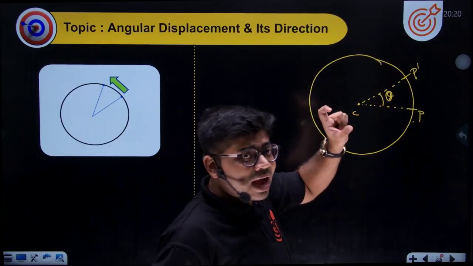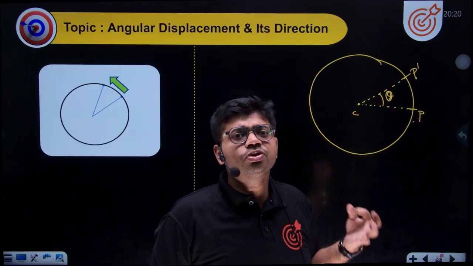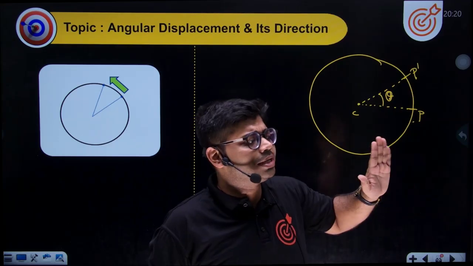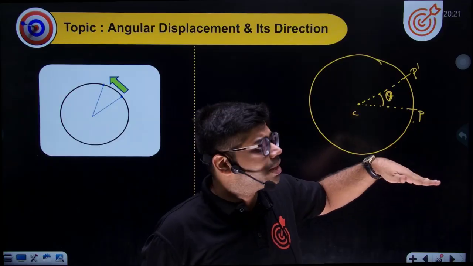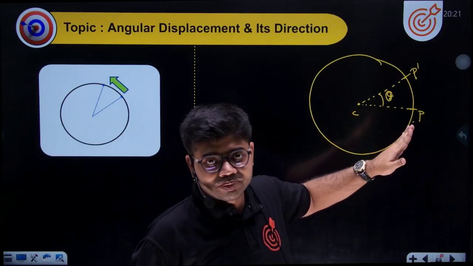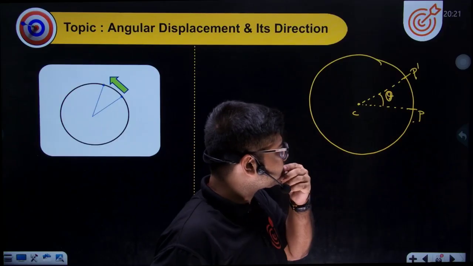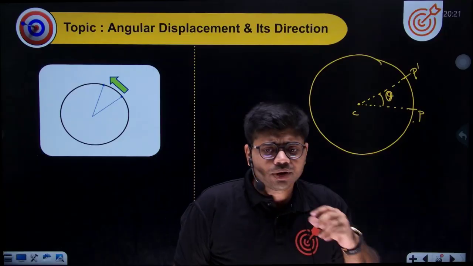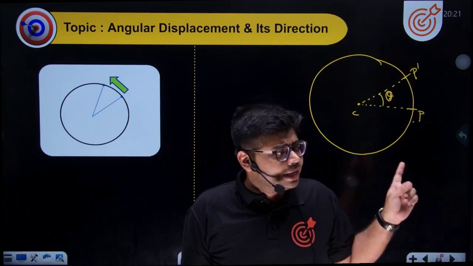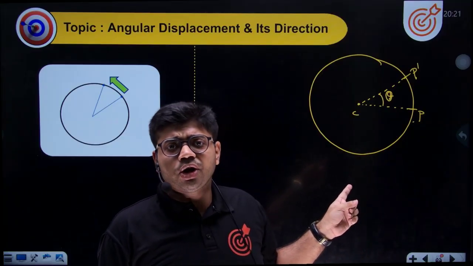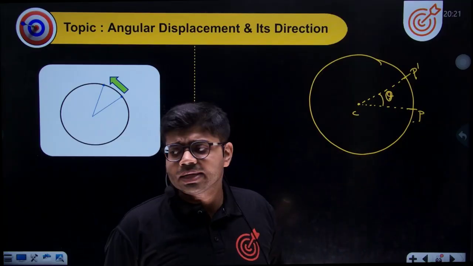And if I ask you, okay, this is the net displacement, which is the angular displacement: by how much angle it has rotated or moved, right? Now if I say, what is the velocity of this particle, then also here in circular motion, how will we measure the velocity?